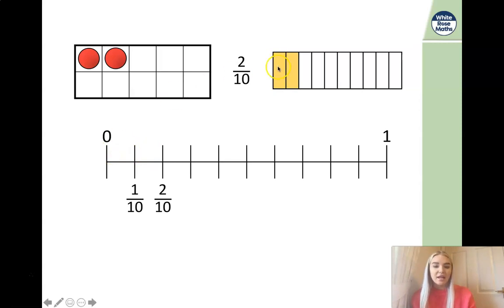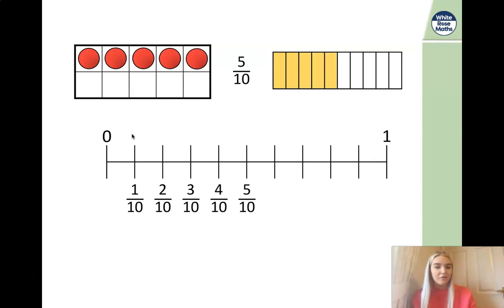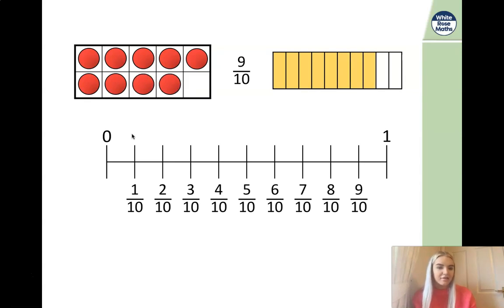So I have shaded in 2 sections of my bar model, and I have also identified where that is on my number line. So now we have got 1 part, 2 parts, 2/10. We can continue counting up and make 3 parts and show that on my number line as 3/10, 4/10, 5/10, 6/10, 7/10, 8/10, 9/10, and 10/10.